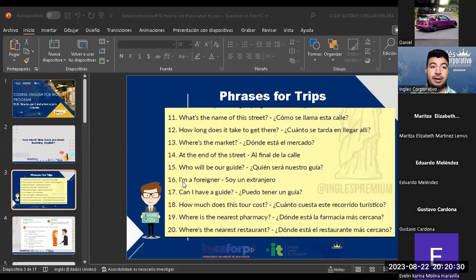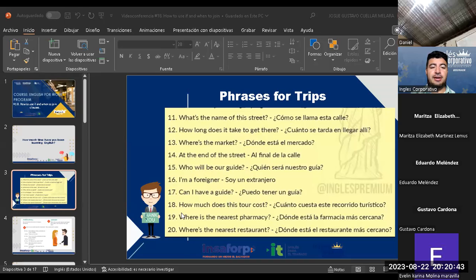I'm a foreigner. Foreigner, como un grupo que se llama Foreigners. Very good group, very good band. Can I have a guide? How much does this tour cost?